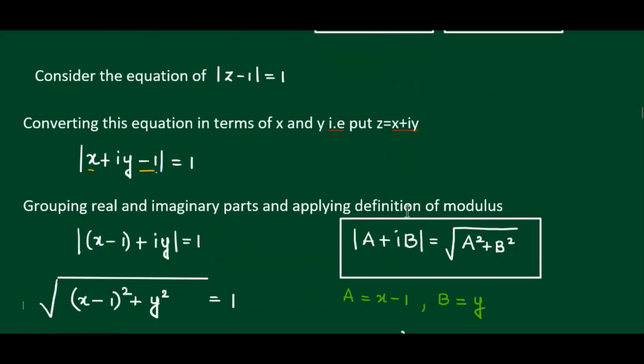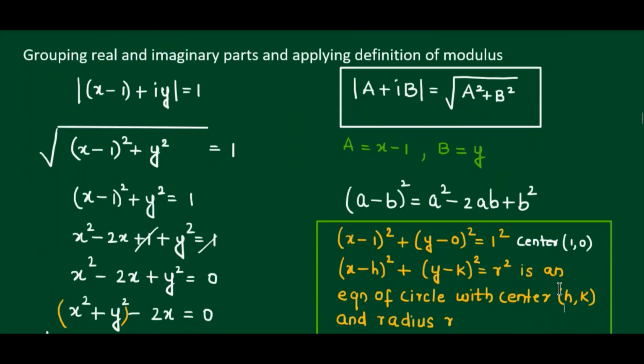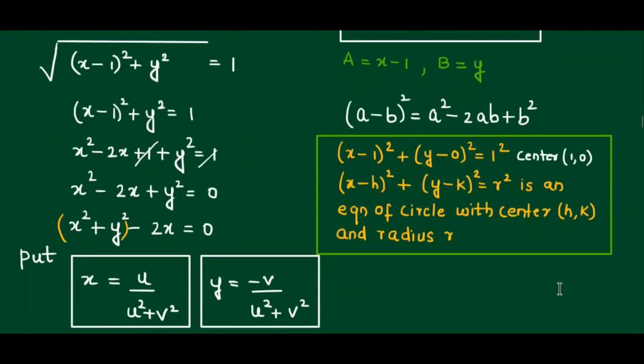Now, let us consider our given equation. We have to convert this equation in terms of x and y. For that, you have to put Z as x plus iy. Once you have converted this, group the real part and imaginary part. So, x minus 1 is the real part and y is the imaginary part. After grouping, make use of the definition of modulus, which is root of a square plus b square. And what is a? By comparing these two, you get a is x minus 1 and b is y. Therefore, you get root of (x minus 1) square plus y square equal to 1. Now, after squaring on both sides, you get (x minus 1) square plus y square equal to 1.